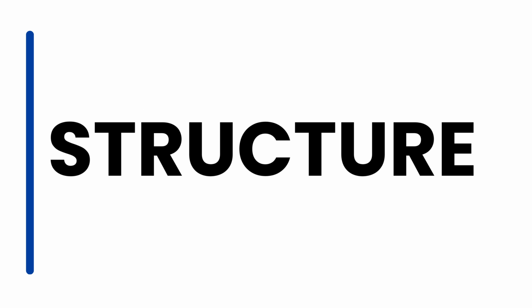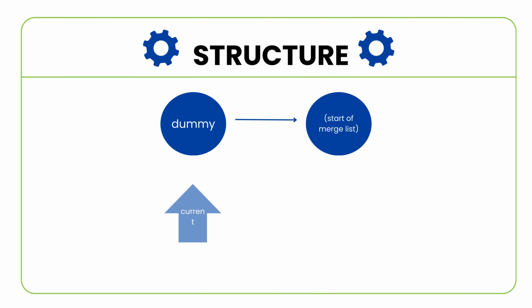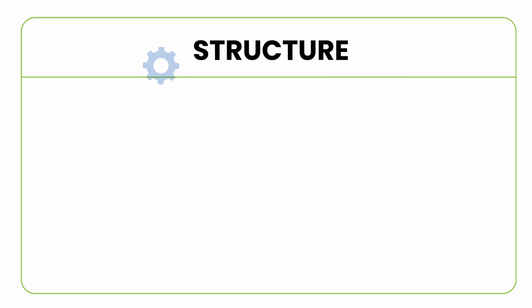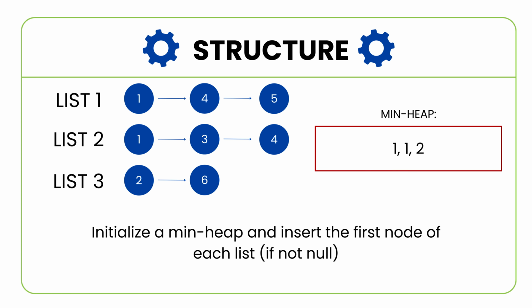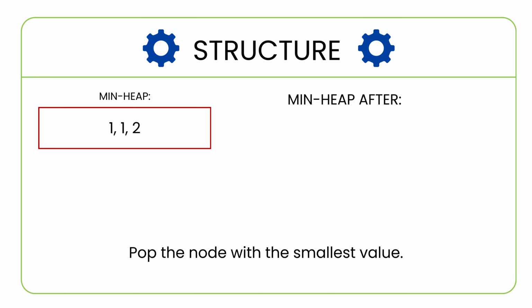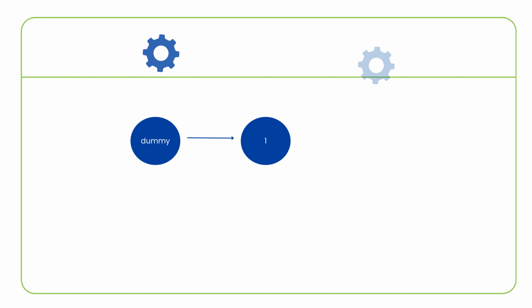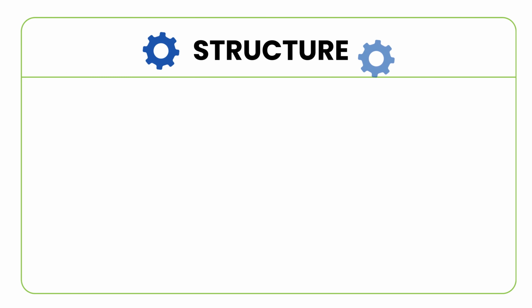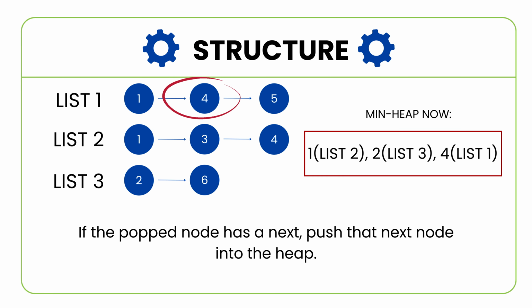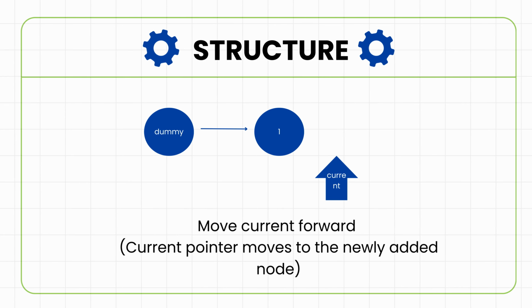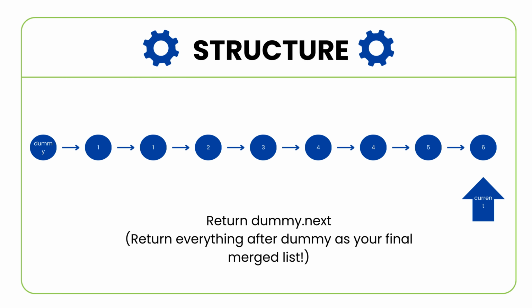Here's the structure. Create a dummy head for the result list and a current pointer. Initialize a min-heap and insert the first node of each list if not null. While the heap isn't empty, pop the node with the smallest value. Attach it to the current pointer. If the popped node has a next, push that next node into the heap. Move current forward. Return dummy.next.